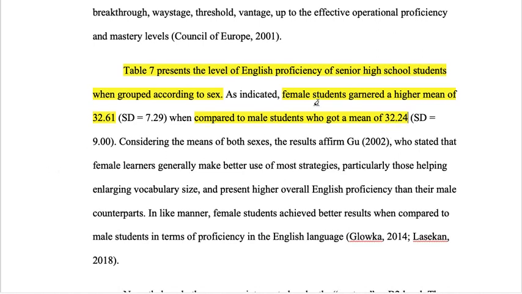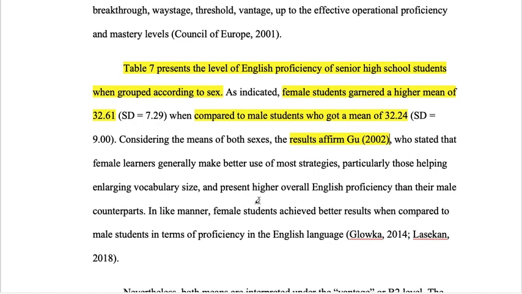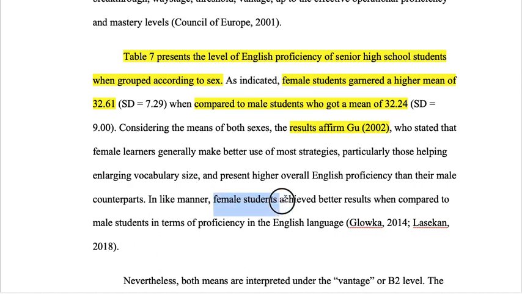And take note of this. The researcher again cited literature. Okay, results affirm. Does it disagree or agree with the results of other studies? Your results, so you are to write it down as well after you discuss the results. So this is already the discussion part. Okay? In like manner, female students achieve better results when compared to male students in terms of proficiency in the English language. Wow, very good.